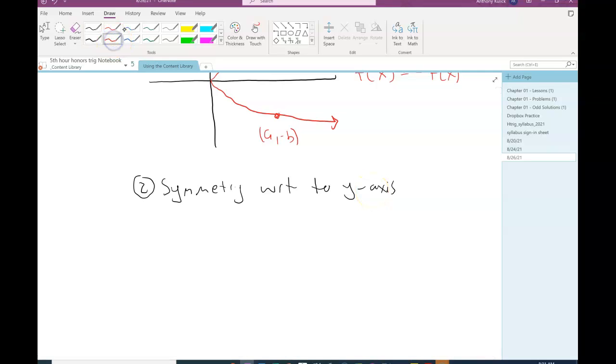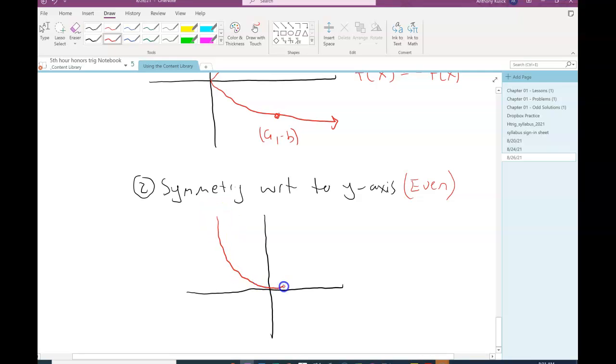Sometimes, or frequently, we call functions with this symmetry even functions. Just like when we said we have symmetry with respect to the x-axis, when we have symmetry with respect to the y-axis, if I take the stuff on the right-hand side of the y-axis and reflect it across, it should lie exactly on top of the other side of the graph.